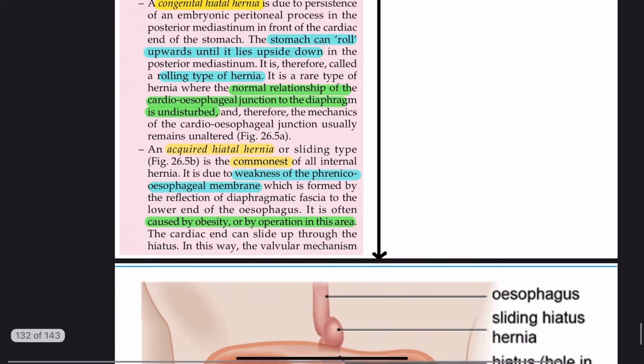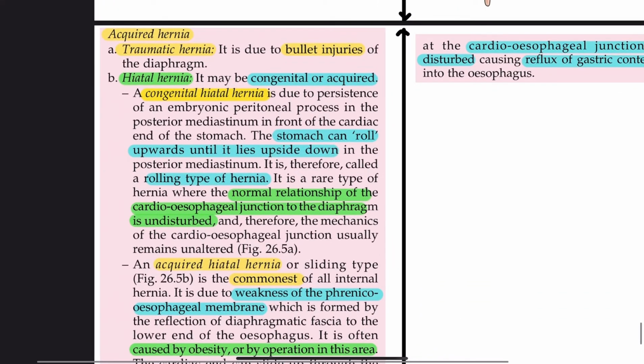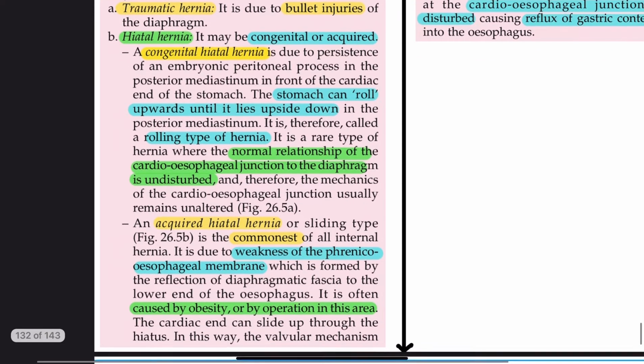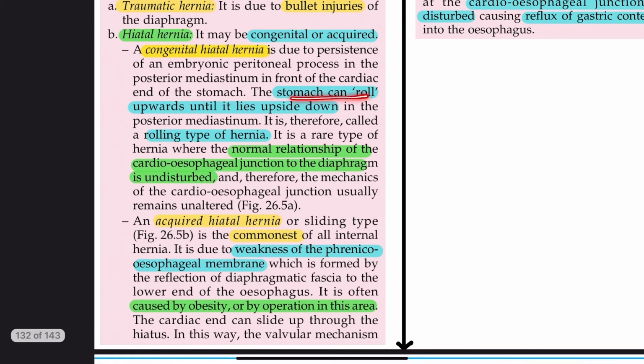Let's move straight to the acquired hernia. Acquired hernias can be due to trauma, such as bullet injuries, and it can be a hiatal hernia. Hiatal hernias further can be congenital or acquired. Let's first talk about the rolling type, the congenital hiatal hernia. What happens in this type is that the stomach can roll upwards until it lies upside down. It's the rolling type of hernia.